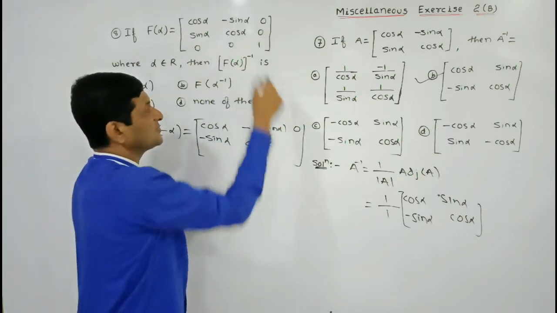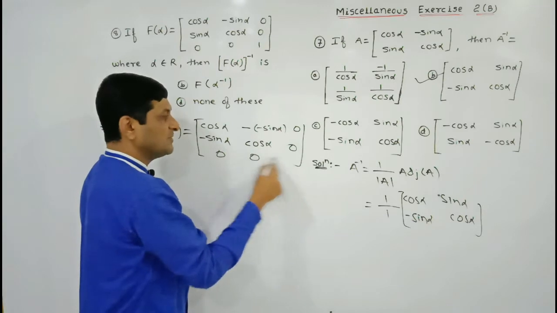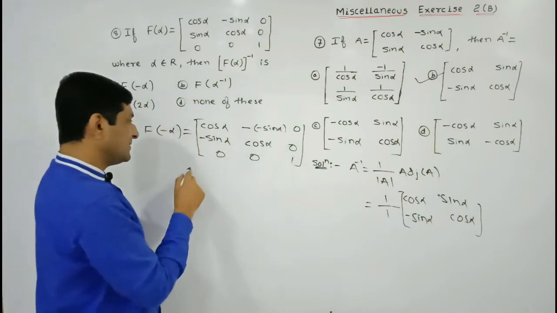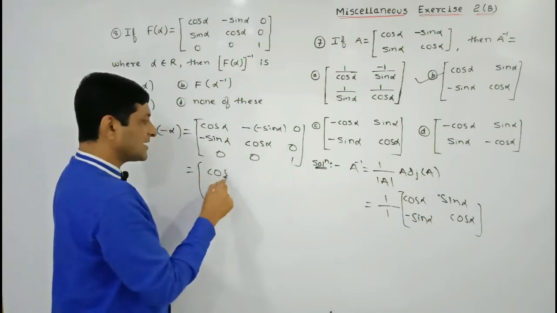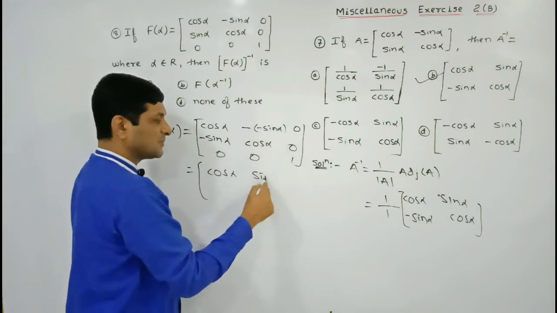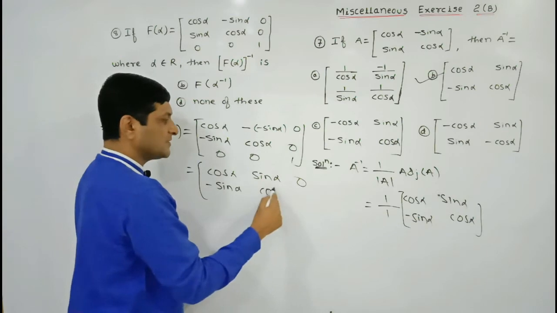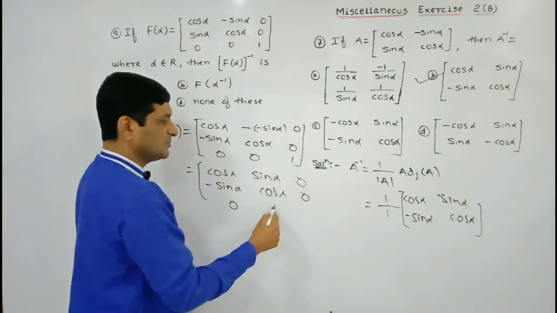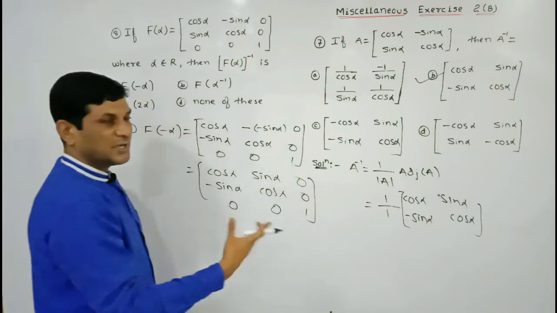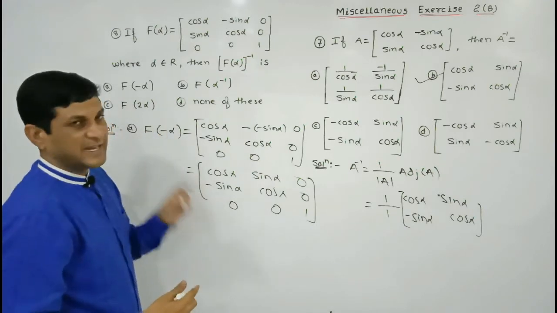So here alpha does not appear in another element, so keep this element as it is. So if we are simplifying it, what result will we get? Cos alpha, minus into minus is plus sin alpha, 0, minus sin alpha, cos alpha, 0, 0, 0, 1. In this way we have got the value of F of minus alpha.